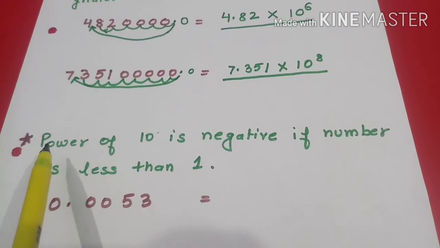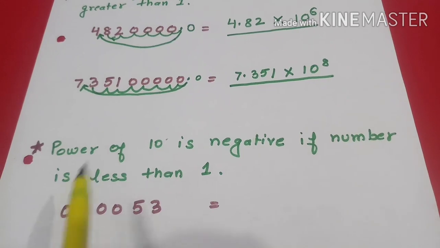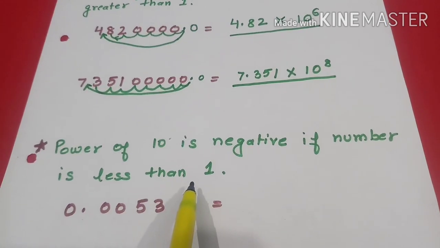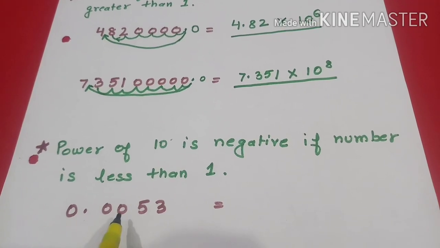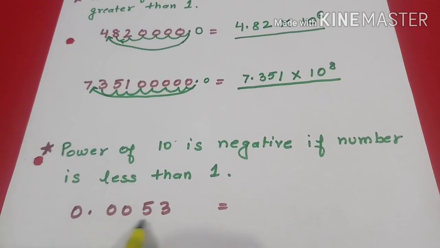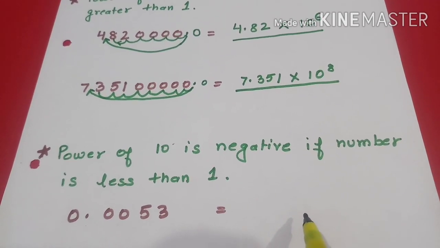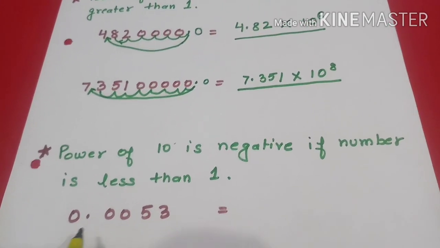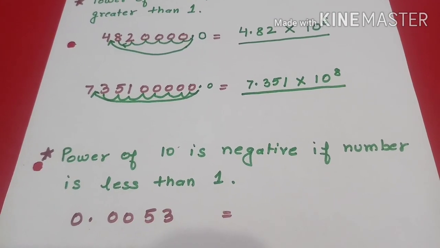Now let's see the second rule. It says the power of 10 is negative if the number is less than 1. Let's see this number, 0.0053. This number is less than 1. So the power of 10 will be negative in this. So how can we convert this number into scientific notation? We will follow the same steps.